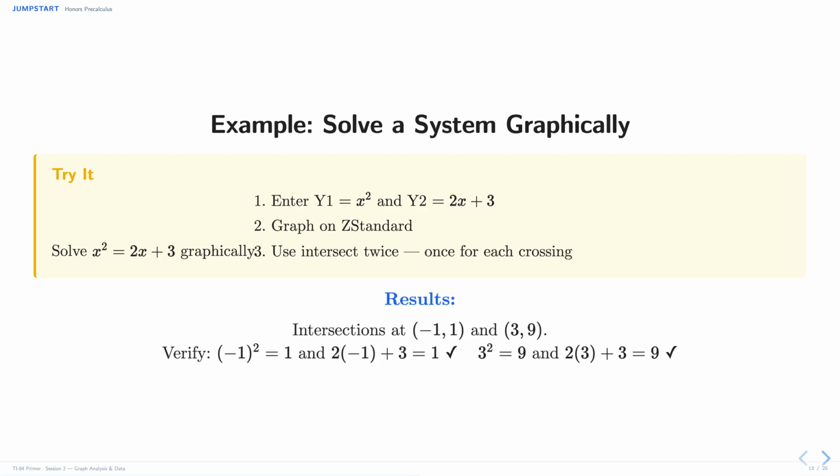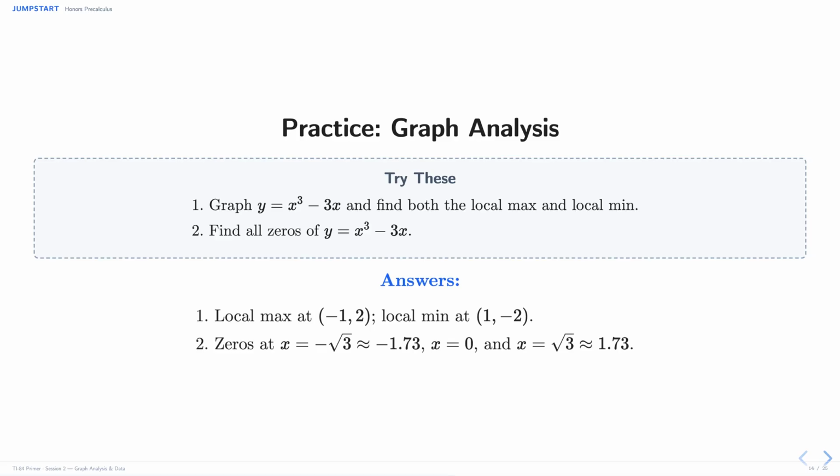Now let's solve a system graphically. We will solve the equation x squared equals 2x plus 3. Start by entering y1 as x squared and y2 as 2x plus 3. After graphing, use the intersect feature twice to find both crossing points. You should find intersections at the coordinates -1, 1 and 3, 9. This graphical approach is powerful, especially when algebraic methods become complicated. It's time for some practice with graph analysis.